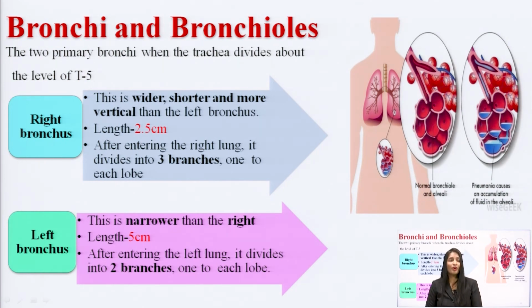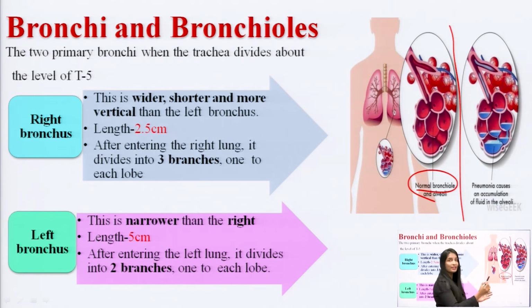So what about the bronchi and bronchioles? Here we have the right bronchus and the left bronchus. If you look at the structure here, this is a normal bronchiole, and you can see the difference between these two bronchioles. This is a normal one, and this is a pneumonia bronchiole, which is filled with inflammation. You can see some inflammation here.